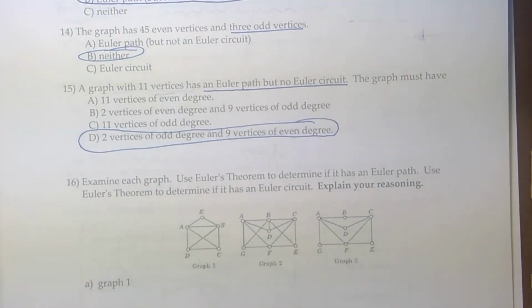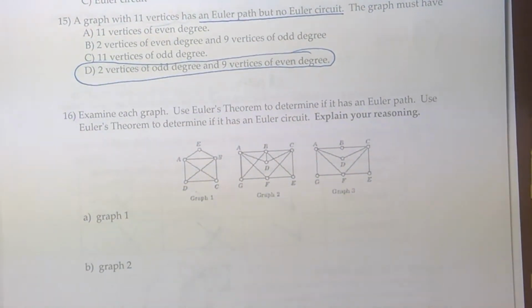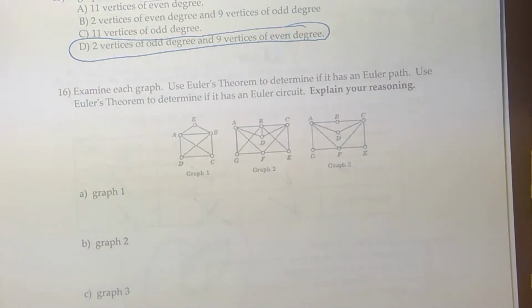All right, examine each graph. Use Euler's theorem to determine if each one has an Euler path, and then determine whether or not it has an Euler circuit. Because of the way the theorem is structured, the very first thing we do is check to see whether or not they are all connected. So double check and look. It looks like all 3 graphs are connected. I'm going to color code these.